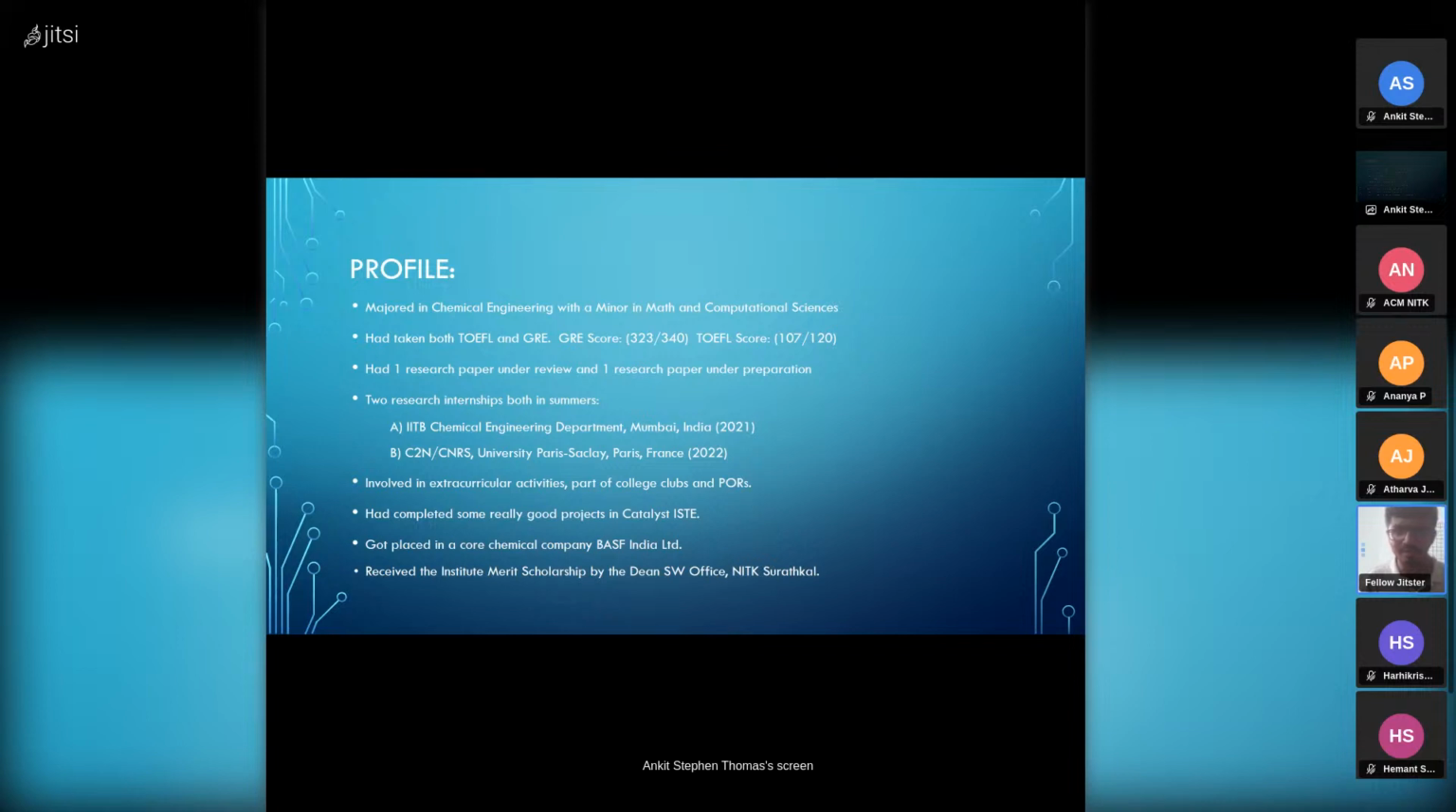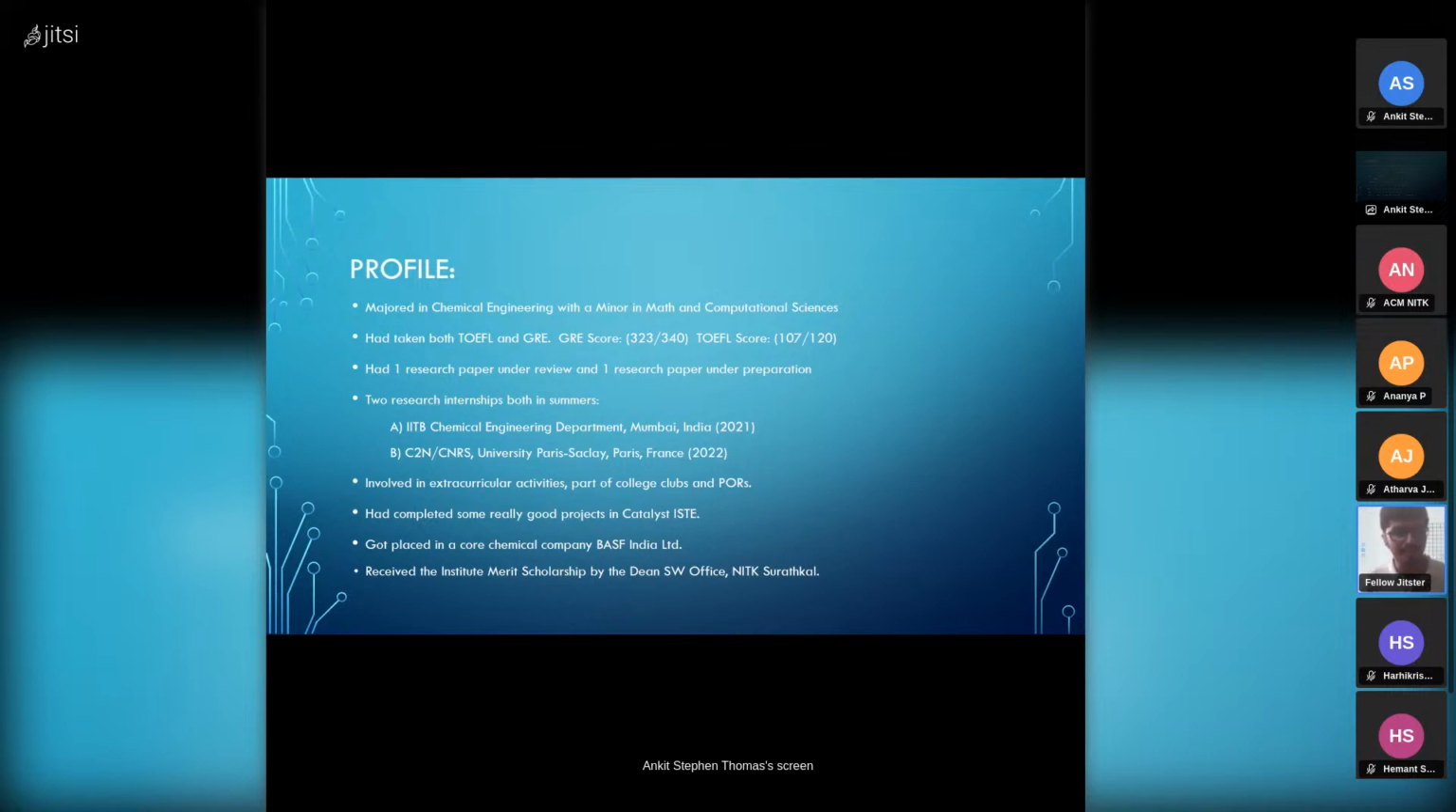Both of them were with me being the first author, and the one under review was in the NASL journal, the National Academy of Science Letters, which a few of you might be knowing as one of the leading engineering journals in India and abroad. So yeah, that's about it.